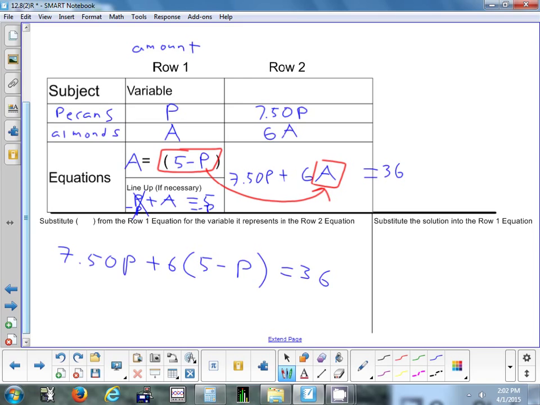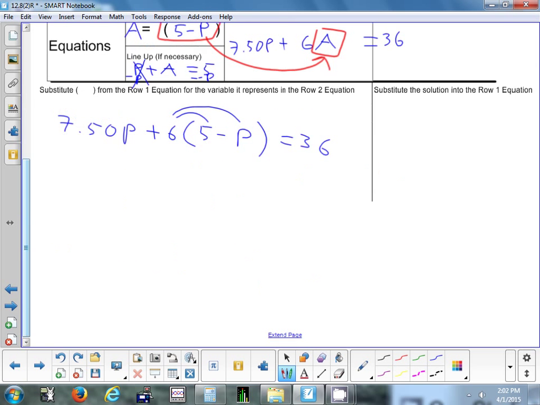Austin, what property do I have to use with the 6? Distributive. So 750p plus, Ben, 6 times 5? 30. Minus 6 times p? 6p.